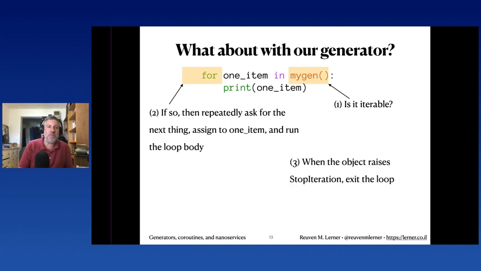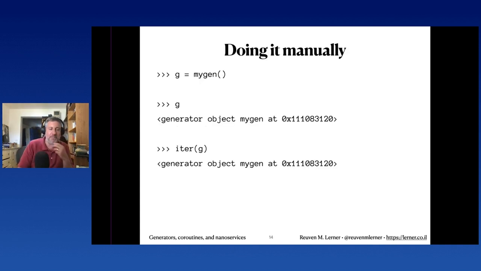And what happens then when I run this for loop? I'm going to get 1, and then I'm going to get 2, and then I'm going to get 3. What the heck? What is happening here? Well, let's do this manually. Maybe we'll understand it a little better.